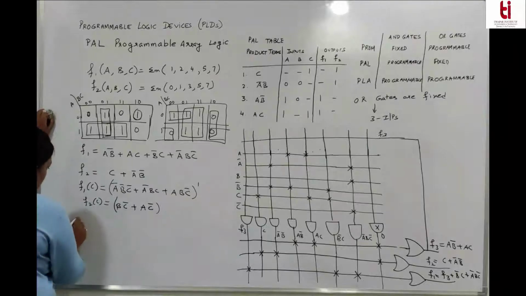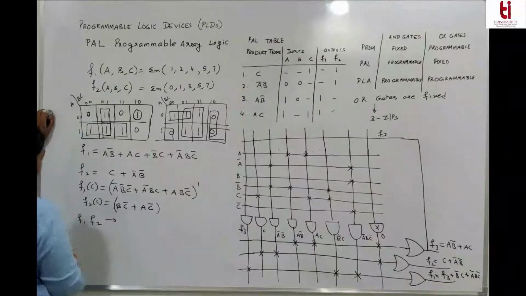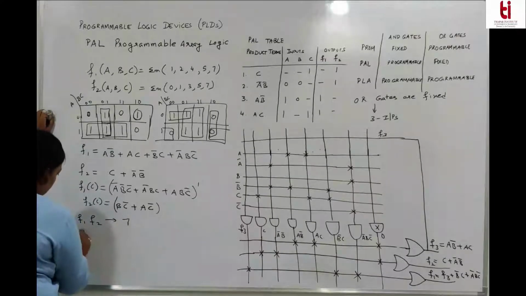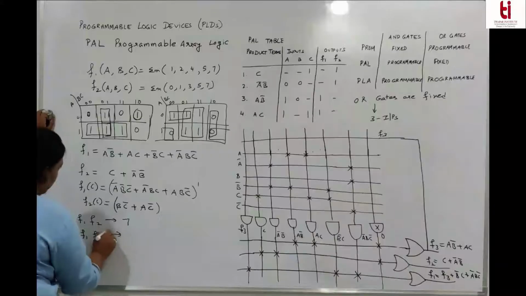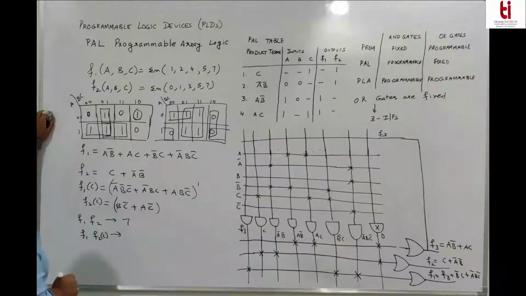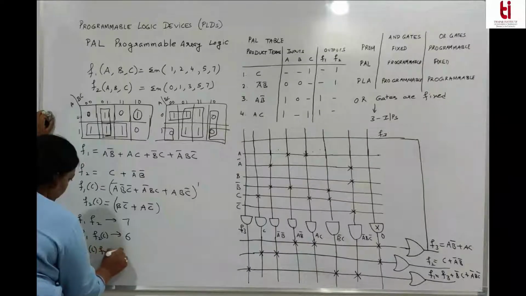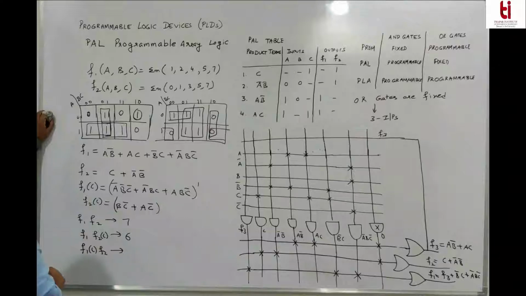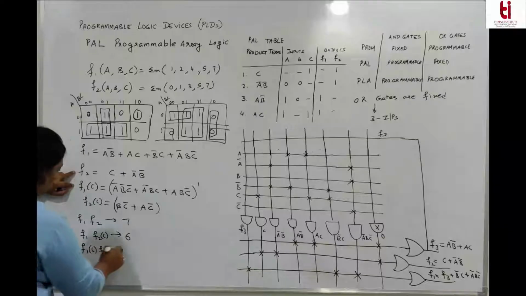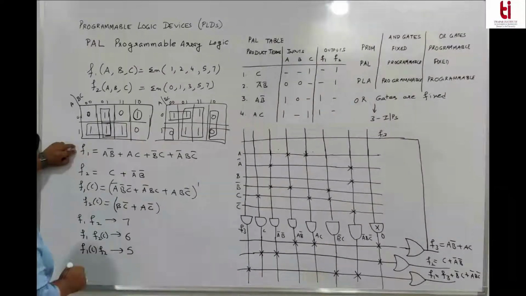So if you make the combinations, F1 in true form and F2 in true form, how many product terms? 7. F1 in true form, F2 in complement form: 6. F1 in complement form, F2 in true form: 8. F1 in complement form and F2 in true form: 5. F1 in true form and F2 in complement form: 6.